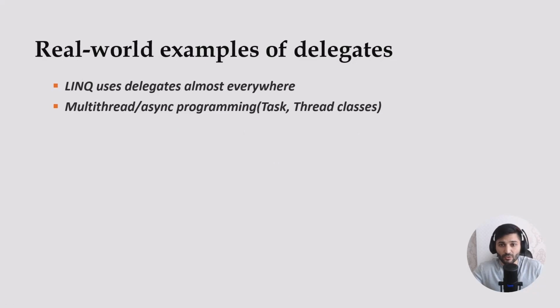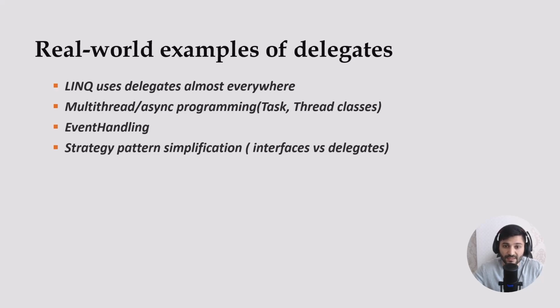Multi-thread asynchronous programming, you have tasks, you have thread classes, and any other. In most cases, most of classes in multi-thread asynchronous programming environment are using delegates. We have event handling with delegates. We have strategy patterns simplified. You are using interfaces in most cases, but if you do not want to store some state, if you have only one executable piece of information, you can use delegates instead of interfaces. And most design patterns are using delegates behind the scenes in our C#, modern C#.